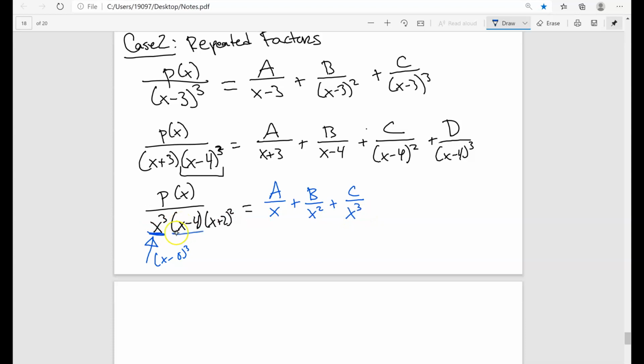But now we've got to do the x minus 4. Luckily, there's only one of them, so it's going to be d over x minus 4. And now you have 2 of these, so it's going to be plus e over x plus 2, and then f over x plus 2 squared. So notice that the more terms that you have on the bottom, the lengthier this becomes.